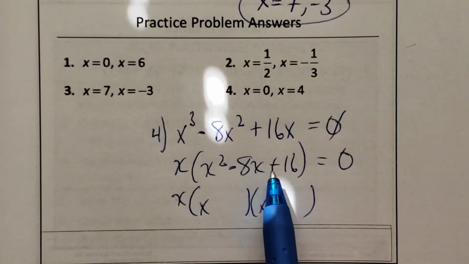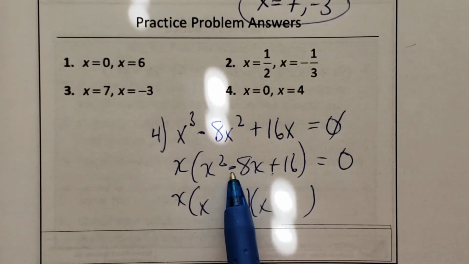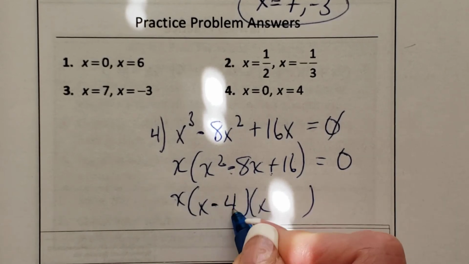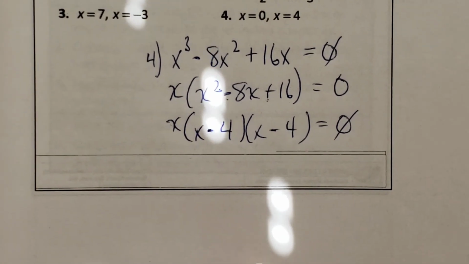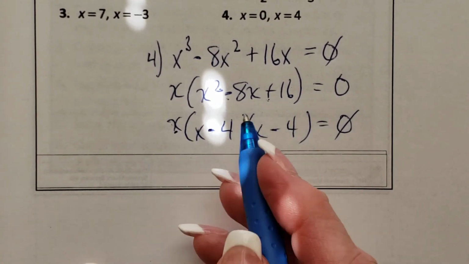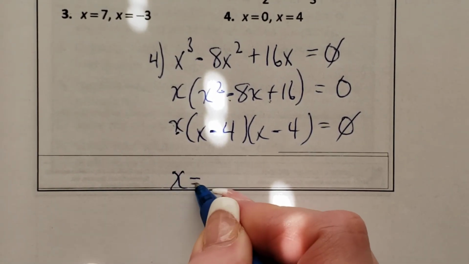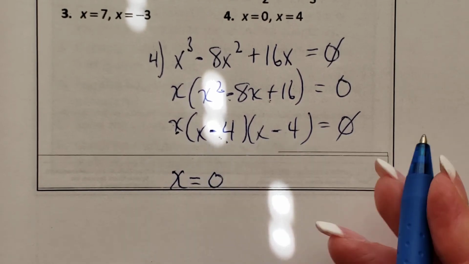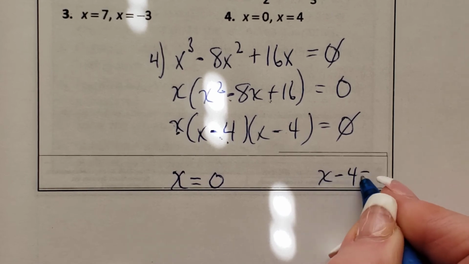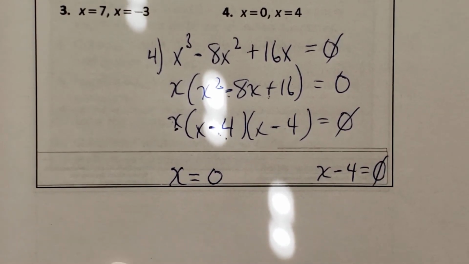This tells me the signs are the same. This tells me the sign of both numbers is negative. So it's negative 4, negative 4. All right, so since this x is by itself, I know that x could equal 0. And then both of these are the same, so I only need to set one of them equal to 0. Well, to get x by itself, I would add 4.